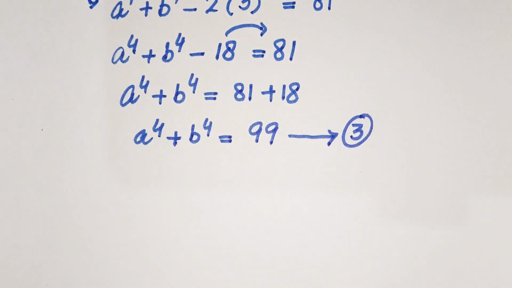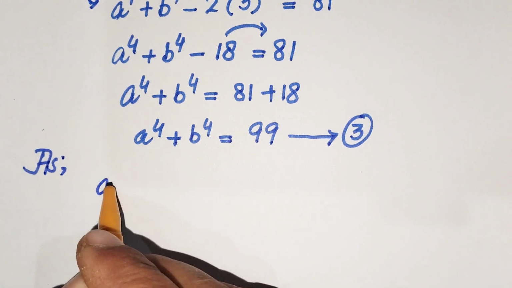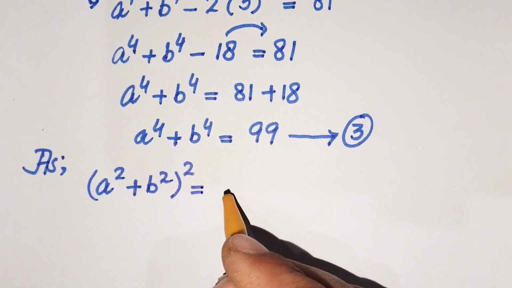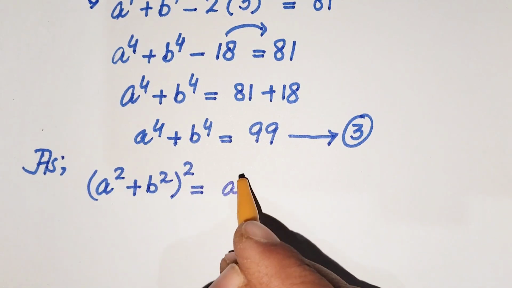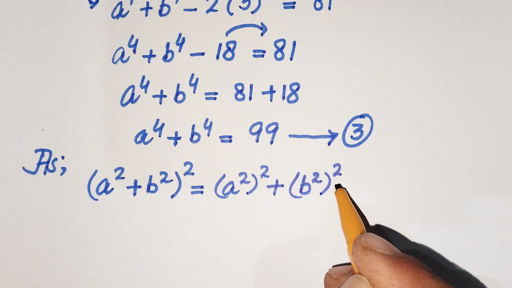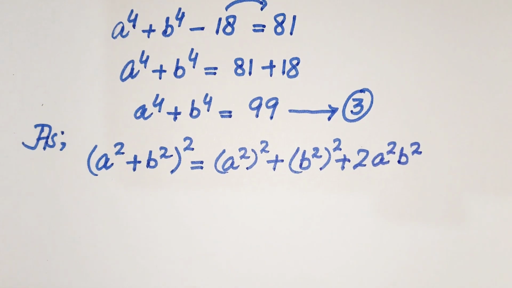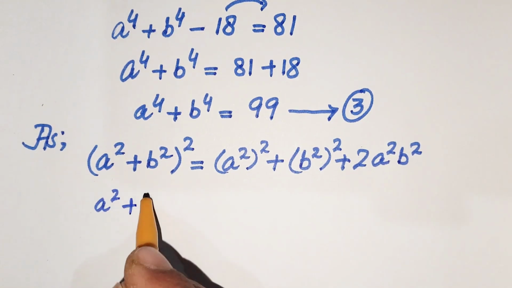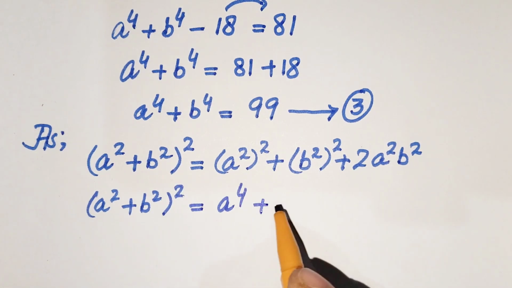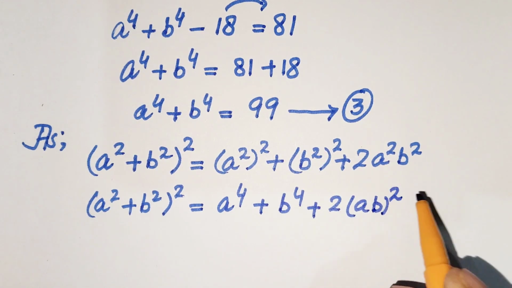Now we know by the algebraic identity that if we have a squared plus b squared whole squared, then it will be equal to a squared whole squared plus b squared whole squared plus 2 times a squared b squared. So a squared plus b squared whole squared is equal to a raised to the power 4 plus b raised to the power 4 plus 2 times (a times b) whole squared.